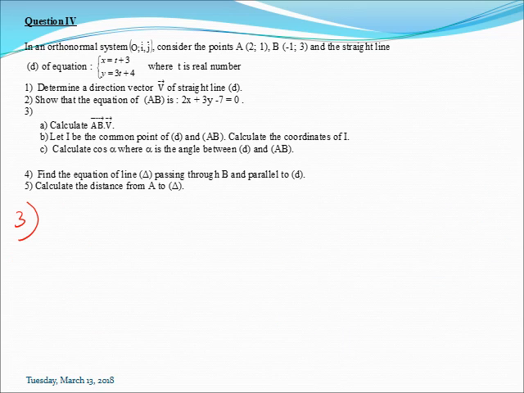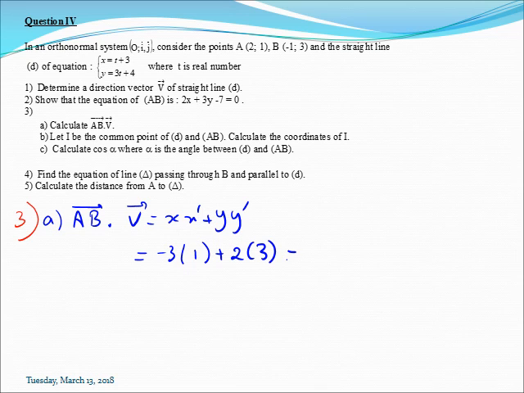3. Calculate AB dot V. AB dot V equals x times x prime plus y times y prime. X prime is minus 3 times 1, plus 2 times 3, equal minus 3 plus 6, equal 3.